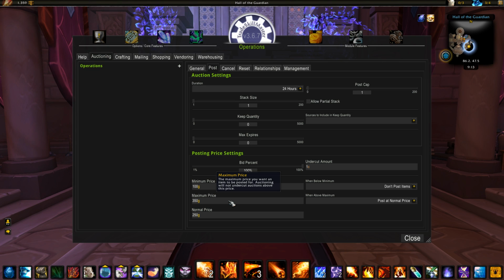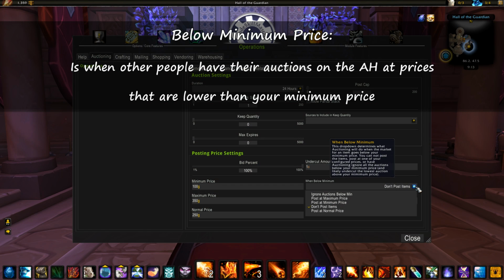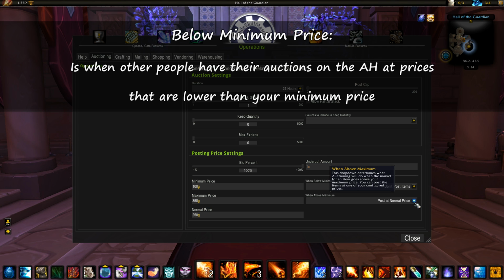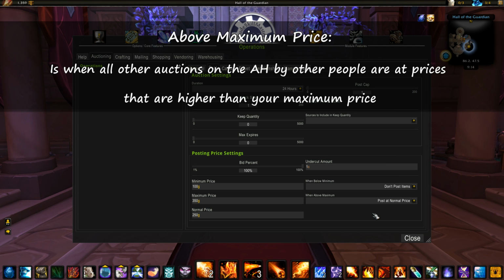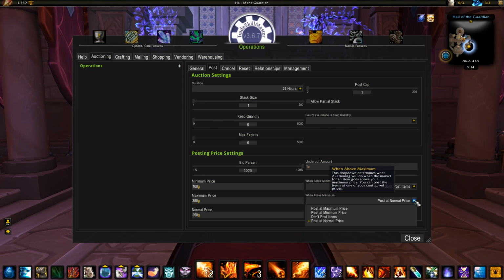Outside of that, you got to tell TSM what you want it to do, and that's the options over right here. So you select what you want it to do when the auctions are below minimum price. Same thing when it's above maximum price. When other people have them posted above 350 gold, what do you want it to do? Do you want it to post at maximum price, post at normal price, not post at all? You select whatever options you want to choose, and depending on the items in the group and the situation, it's going to be different. There's no one size fits all for any of this stuff.